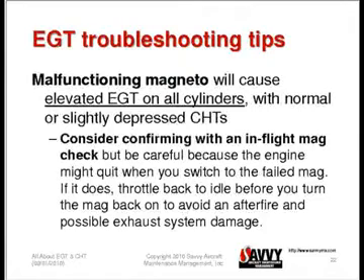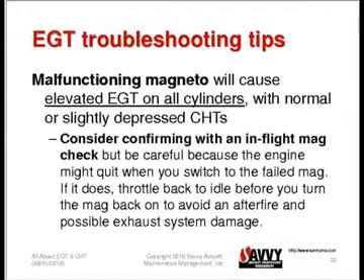If a magneto is malfunctioning, it will cause EGT on all cylinders to rise. CHTs will remain normal or go down slightly, but EGTs will all rise sharply, typically 75, 100 degrees, something like that, quite a large increase. So if you see all EGTs go elevated, that is almost certainly a malfunctioning magneto. When something goes wrong with a magneto, it affects all cylinders, not just one.